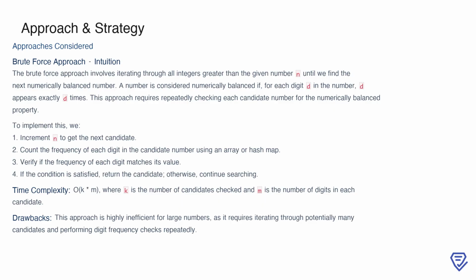However, this method has significant drawbacks. Its time complexity is k*m, where k is the number of candidates checked and m is the number of digits in each candidate. This inefficiency arises because we might need to check a large number of candidates, especially for larger input values, making this approach computationally expensive.